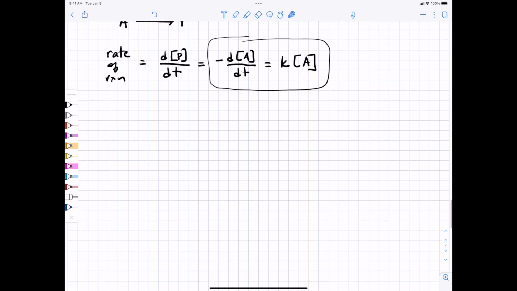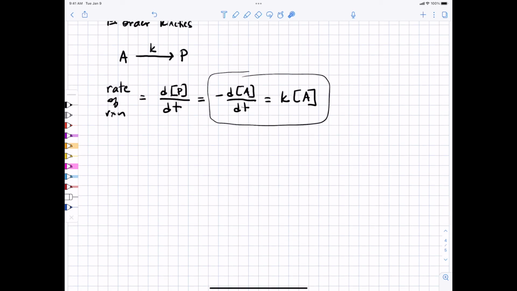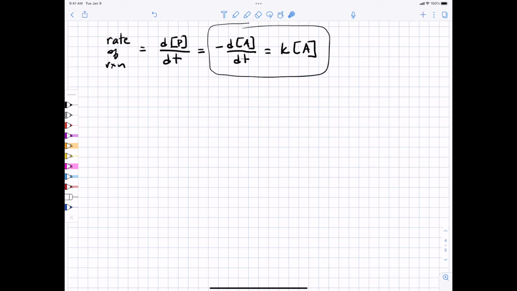So the way you solve this, what we would like to have is a law that tells us what the concentration of product or starting material is as a function of time. And so what you can do is we try to get all of the A terms on one side of the equation and all of the time terms on the other side of the equation. So if I divide both sides by the concentration of A, and then I multiply both sides by -1, I can get this expression.